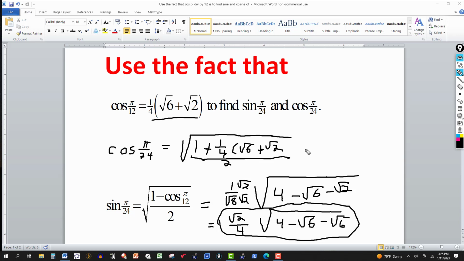If I do the same thing I did with the first part, this would just equal the square root of 2 over 4. You can see it's going to be identical, except these signs here would be positive. So this will be the square root of 4 plus radical 6 plus radical 2. And there you have it.